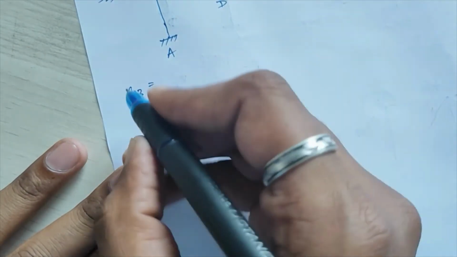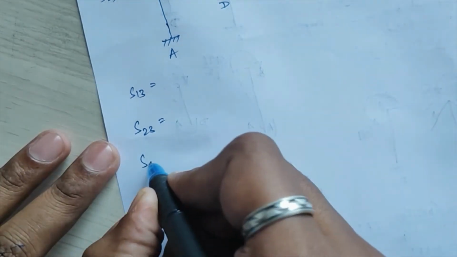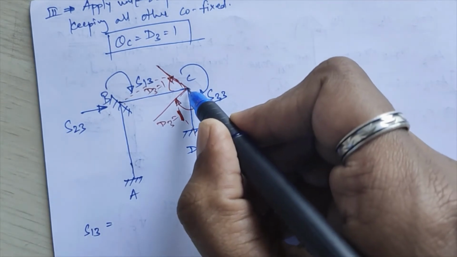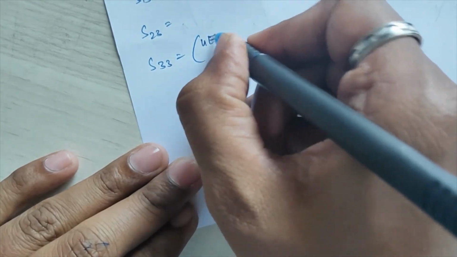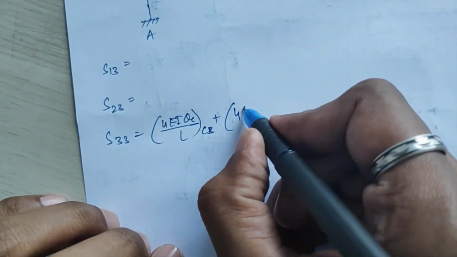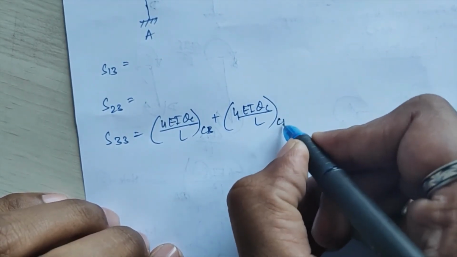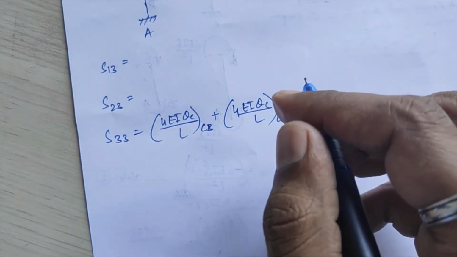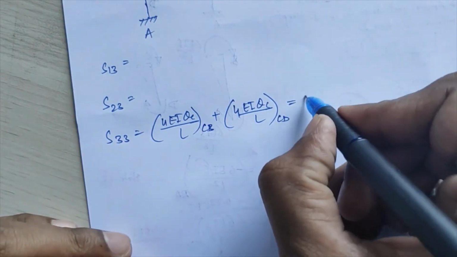Now we'll calculate the values of S13, S23 and S33 one by one. We'll calculate S33 first, because that is simple. Corresponding to S33, joint C will be the near end joint. For the near end joint, for the CB and CD members, the moment will be 4EI theta C upon L for CB plus 4EI theta C upon L for CD. If you calculate 4 by 4 plus 4 by 2, I get S33 equal to 3 times EI.